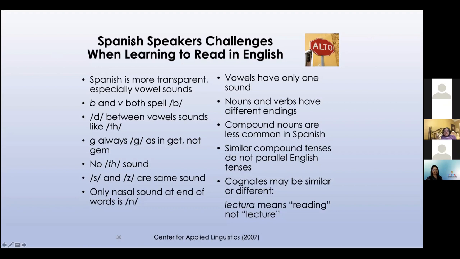So these are some of the Spanish speaker challenges when learning to read English. Vowels have one sound. D between words sounds like TH. The G is always G as in get and not as in jam. There's no TH sound, okay? So the more proficient you are in the second language, the better you're able to inhibit your brain's automatic production of your L1 in order to produce L2. So if you have a written piece and you say, oh, the child can't spell, so he must have a writing disability, well, have you thought about how long they have been in the country?